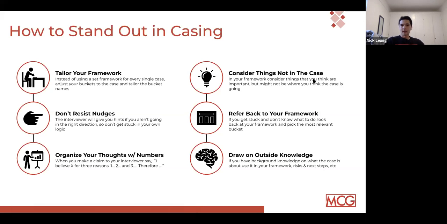Cool. Another point I want to make is consider things that might not be in the case. What I mean by that is, when you get better at casing and you have more time to write your framework down, you can get a lot down. You could write down things that you don't necessarily think are the most likely place the case is going, but which still pertain to the problem, just so you show your interviewer that you're thinking comprehensively about this problem.